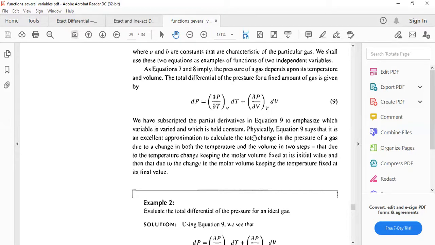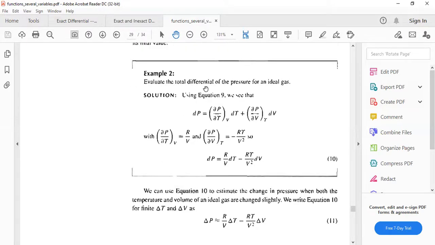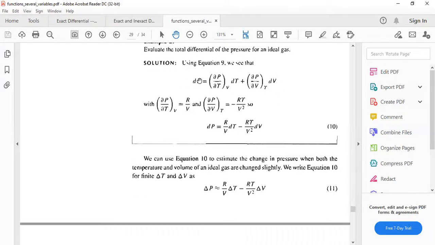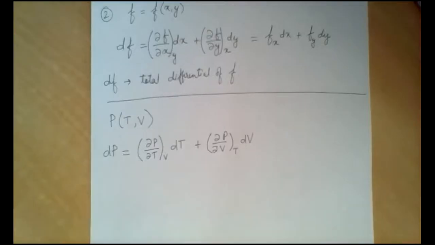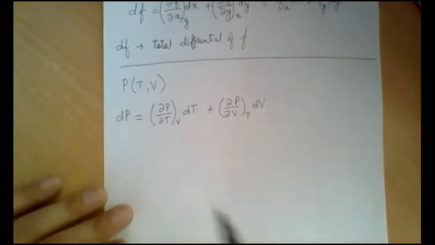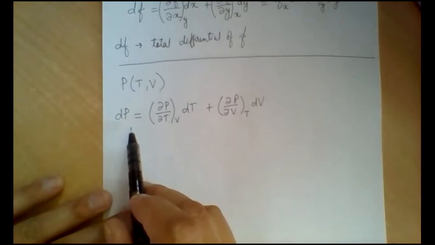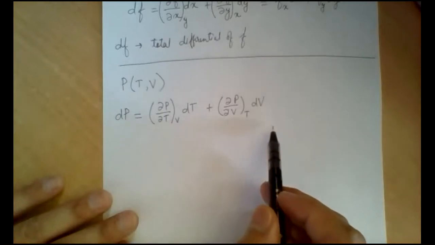Let us consider this example. Evaluate the total differential of pressure for an ideal gas. Okay, let us discuss this example. So what is the question? The question is evaluate the total differential of the pressure for an ideal gas. So we know that the total differential of the pressure is given by this expression.